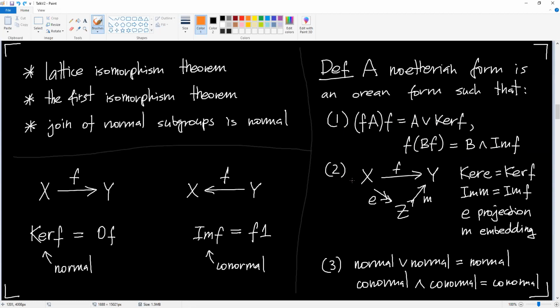The second property is the one that takes care of the first isomorphism theorem. So we want every morphism f to decompose as a projection followed by an embedding. Now what is it? Well, moreover, we want the kernel of this projection to be equal to the kernel of f and the image of the embedding to be equal to the image of f. But how do we define what a projection or an embedding is? It's not enough to just say that e is an epimorphism and m is a monomorphism. We want to say a bit more than that.